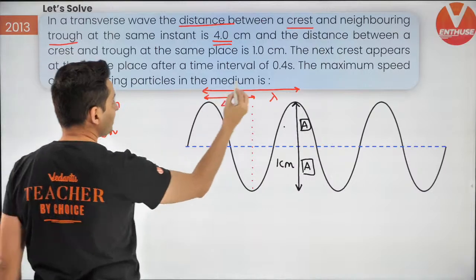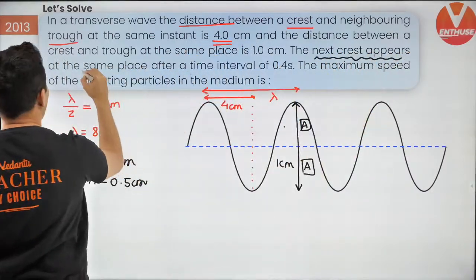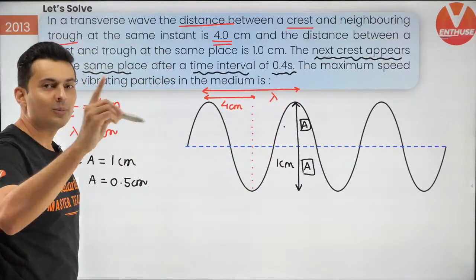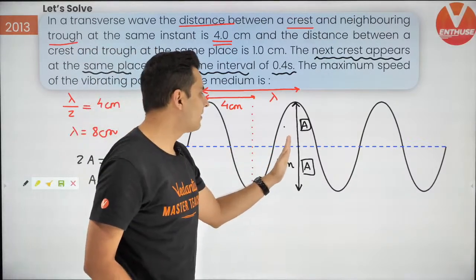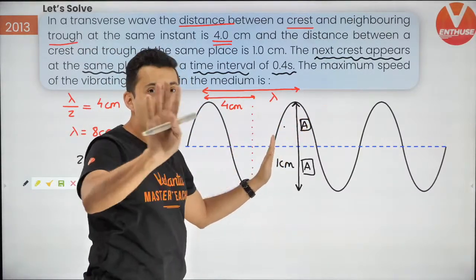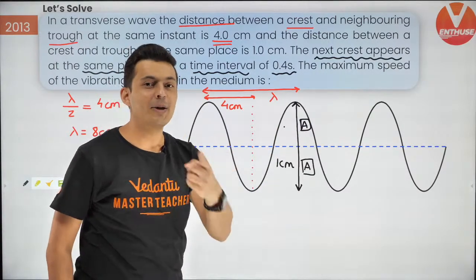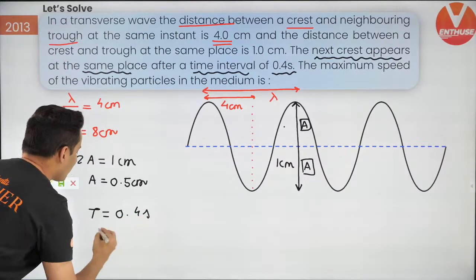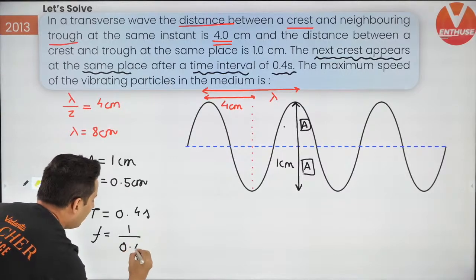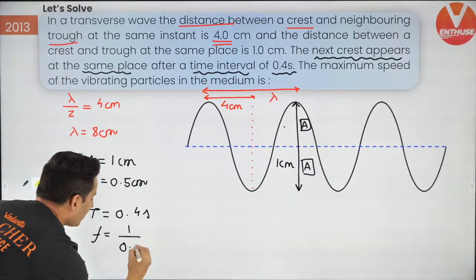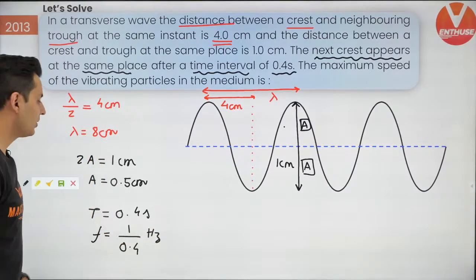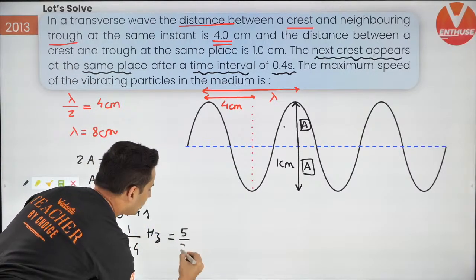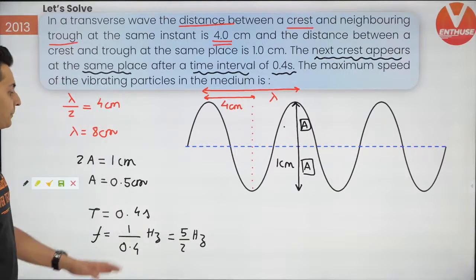Last piece of information. The next crest appears at the same place after a time interval of 0.4 seconds. That means if you wait at a place, let's say here, the next crest comes after 0.4 seconds. That means that is the time period of that wave. Yes, the time period of that wave is 0.4 seconds. That means the frequency is 1 divided by 0.4 in hertz. All right, 1 divided by 0.4 hertz. That's what you should understand, which is 4 by 10 or 10 by 4, which is nothing but 5 by 2 hertz. That's what it is.